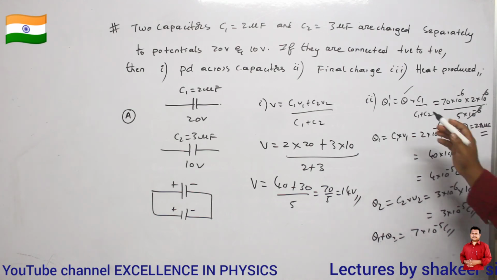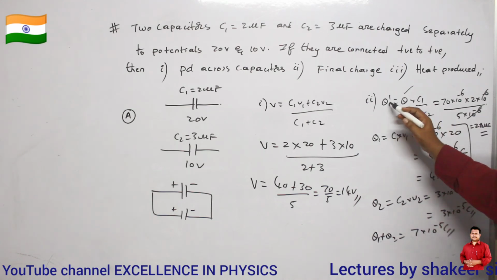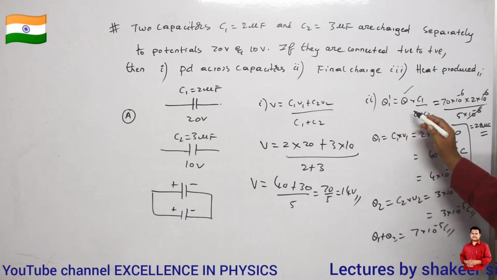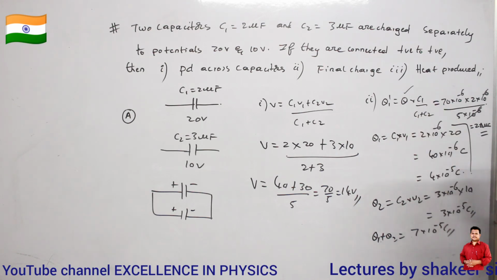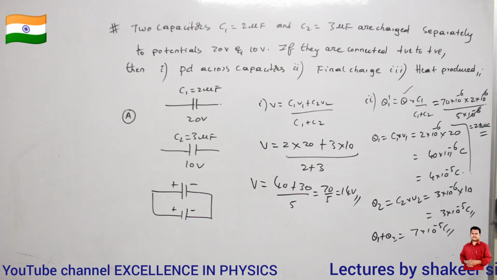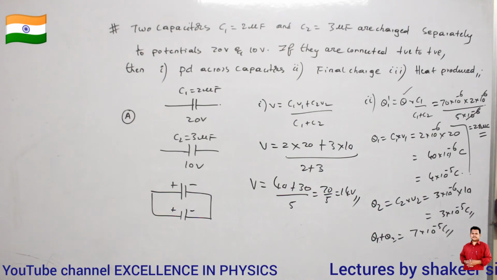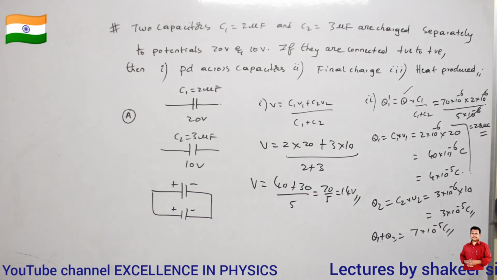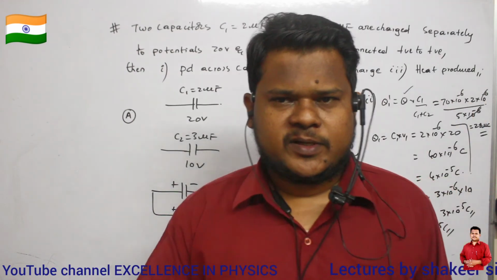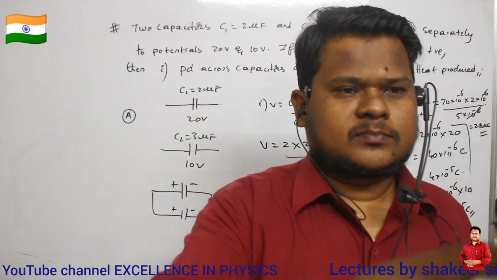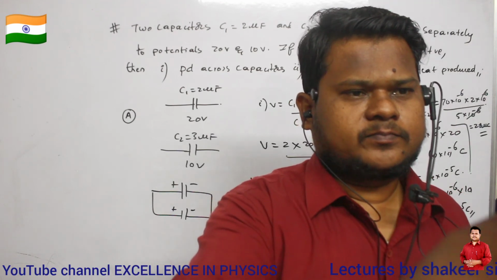So the final charge on the second capacitor also you can calculate, no? Q2 dash is equal to Q into C2 divided by C1 plus C2. Now do that calculation, that will be your answer. Completed up to here? All of you?